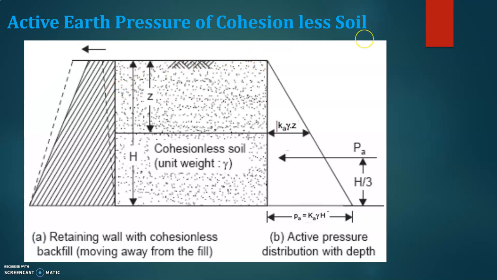I'll consider the first one, active earth pressure, and this is for all these conditions for cohesionless soil. Here this is the retaining wall of height h, and I'll consider one point z. As explained in the earth pressure at rest condition, here also the pressure developed at this point is Ka into gamma into z, and at the bottom it is Ka into gamma into h, because for the full height this is the lateral active pressure, which acts at a height of h by 3.